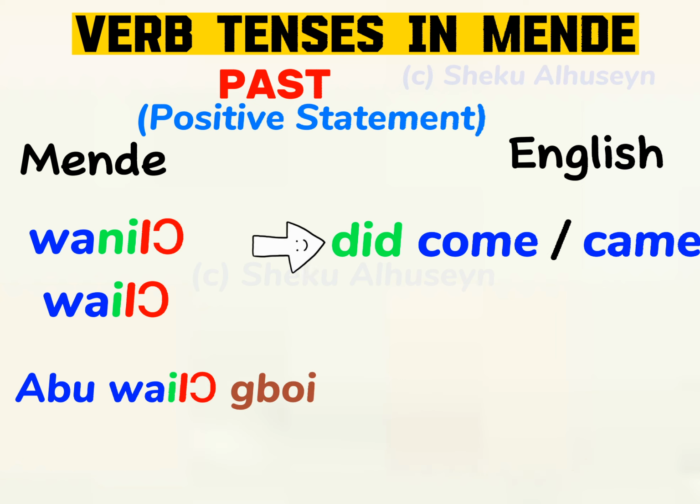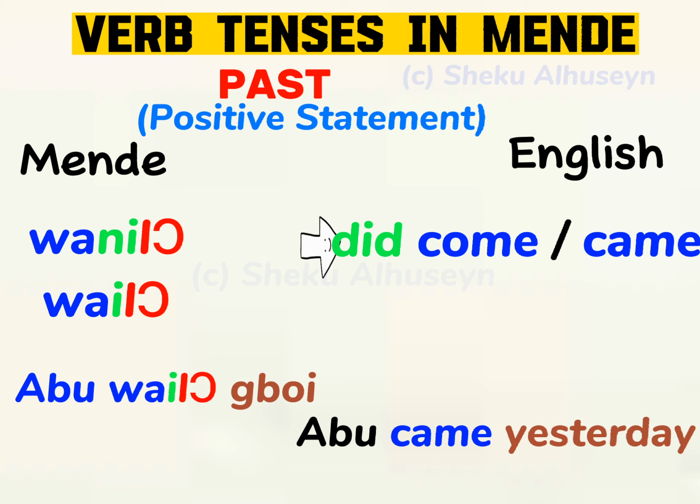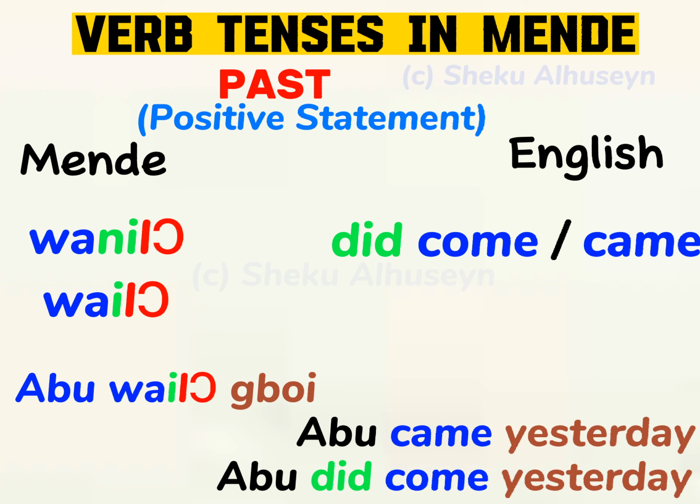Abu wailo boy. Abu came yesterday or Abu did come yesterday. I hope you get the point. These rules do not change at all, so take note.